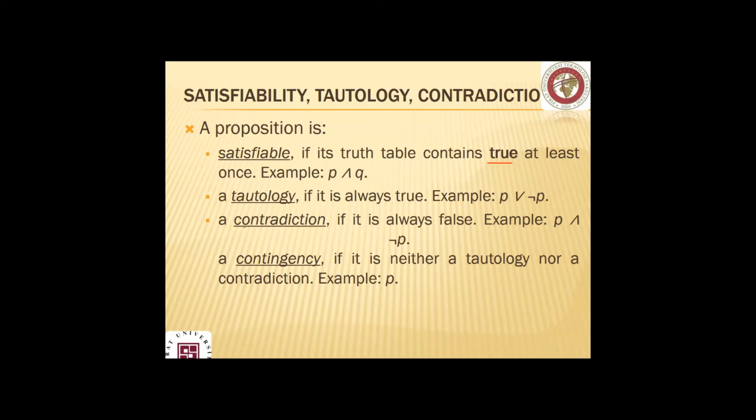Okay. Contradiction is always false, and there is a very common and easy example for it. P or not P, opposite to P or not P. This is always true, while the other one here is always false. And it's a contradiction in this case. We have something we call contingency. Contingency is actually a more general type of satisfiable. Why? Because it's neither a tautology nor a contradiction. It may have several falses, several truths, but it's not always true. Neither is it always false. All right.